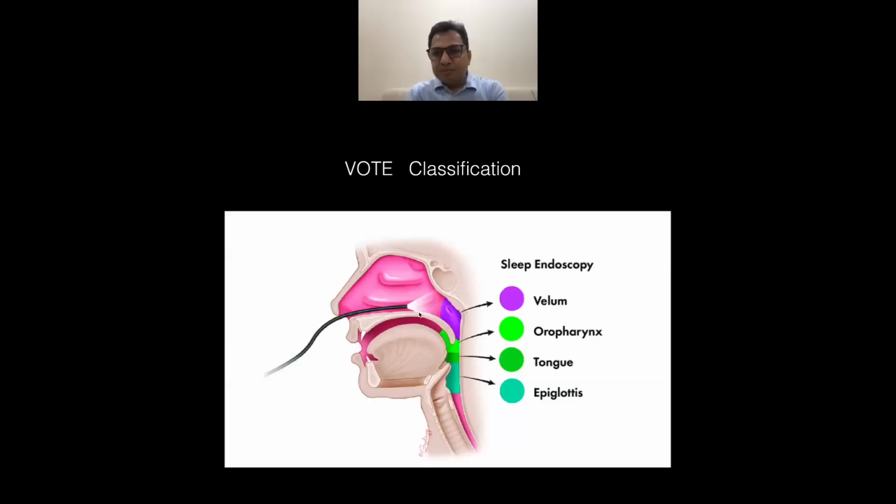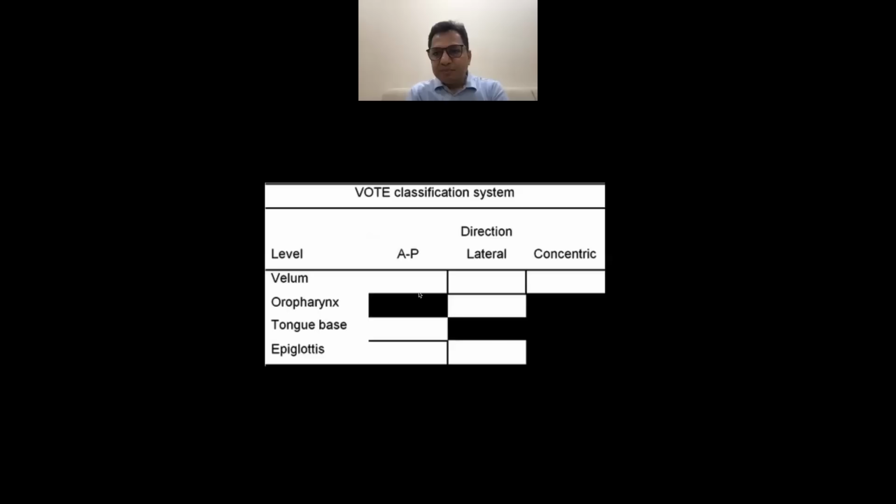Now, why I'm showing this here also, because in sleep endoscopy, what you just saw is that you have to look at all the areas: velum, oropharynx, tongue, and epiglottis. And therefore, the classification is that you have to understand. Now, the typical classification is what classification? Velum, oropharynx, tongue, and epiglottis. You have to look at all the areas, what is happening there, and you make the classification system like this: AP, lateral, concentric for the velum, oropharynx only lateral, tongue base only AP, and epiglottis AP or lateral both. Now, this is again not foolproof, because I'll come to it.